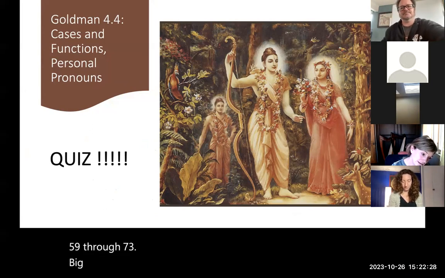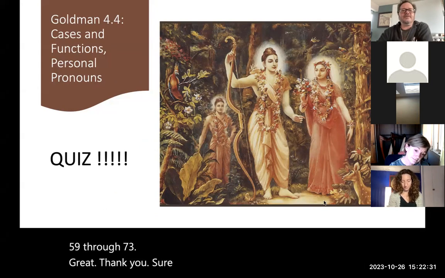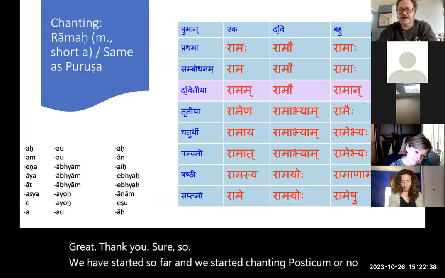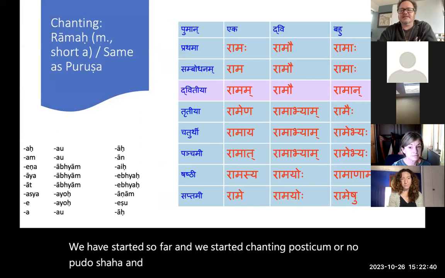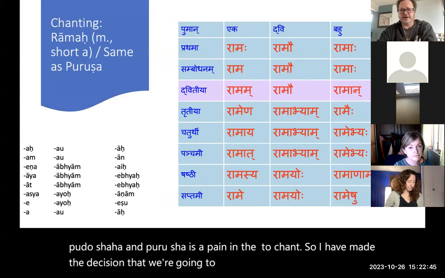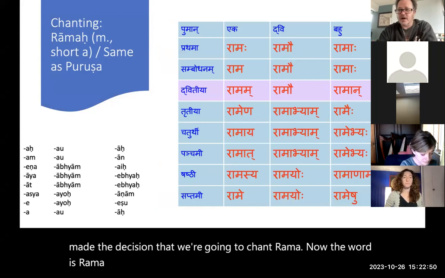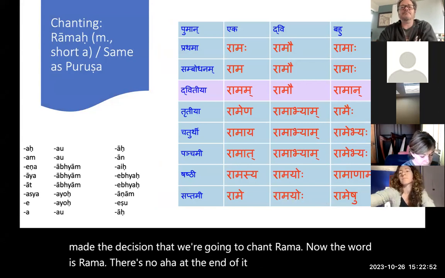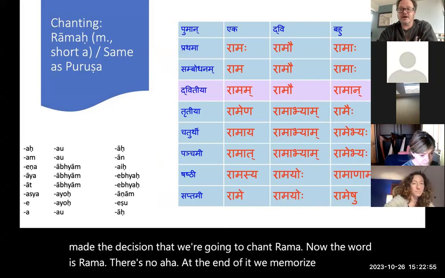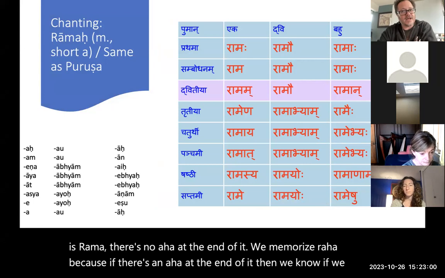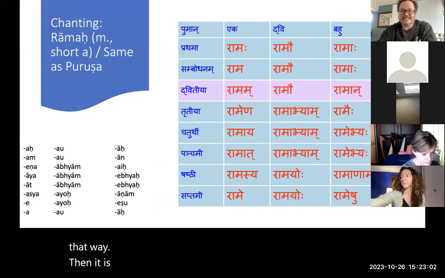Great, thank you. So we have started so far, and we started chanting pustakam, or no, purushaha. And purushaha is a pain to chant. So I have made the decision that we're going to chant Rāma. Now, the word is Rāma. There's no aha at the end of it. We memorize Rāma because if there's an aha at the end of it, then we know it is masculine.